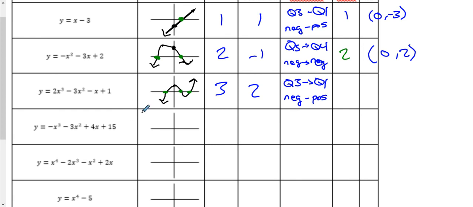How many x-intercepts do we have? We have 3 x-intercepts, or 3 zeros. And what is our y-intercept? We only have one of them, and it's going to be at 0, comma, positive 1.